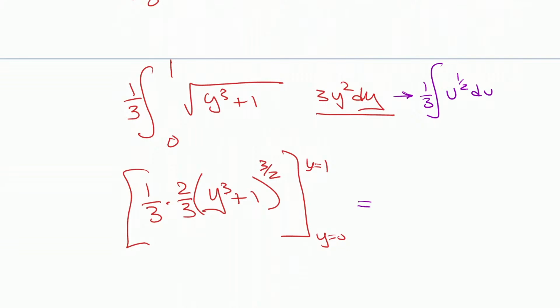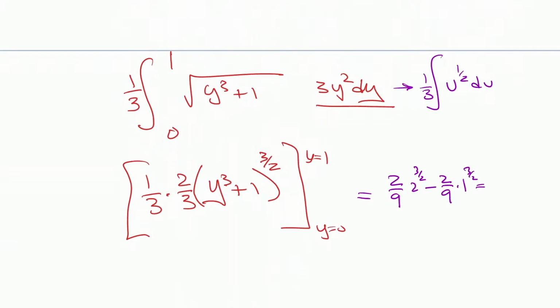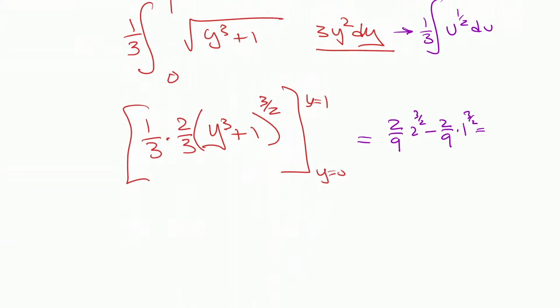Now plug and chug. What do we got? 2/9 times 2 to the 3/2 minus 2/9 times 1 to the 3/2. So I guess this is going to be 4 radical 2 minus 2 over 9. How's that? Or you could just leave it sort of like this. I don't know. So 2 radical 2 times 2. Yeah, I did too much at once. And then this 2 going along for the ride. There. So is this okay?